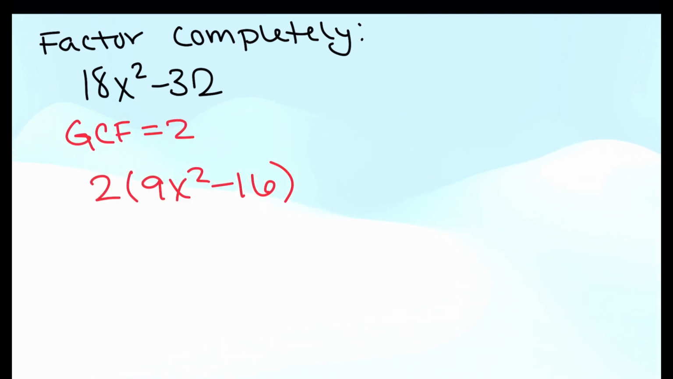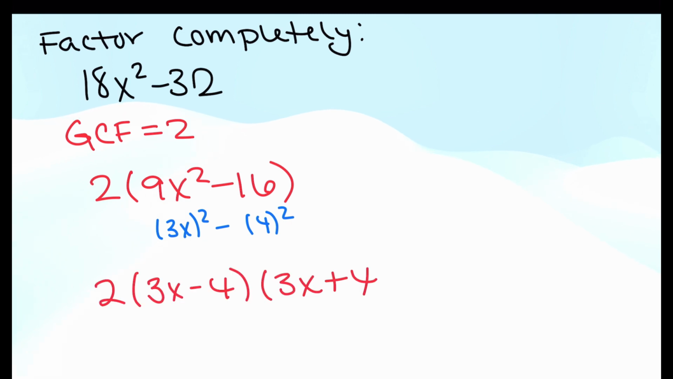So I can actually pull that GCF of 2 out front first, and if I take the 2 out, I'm left with 9x squared minus 16. And now let's check. Are these perfect squares? Yeah, 9 is 3 squared, 16 is 4 squared. So 9x squared would be the quantity 3x squared, minus 4 squared. So I can use my pattern.